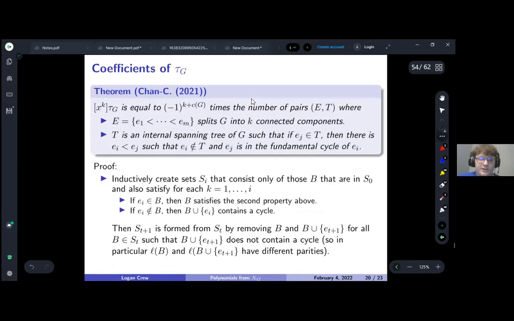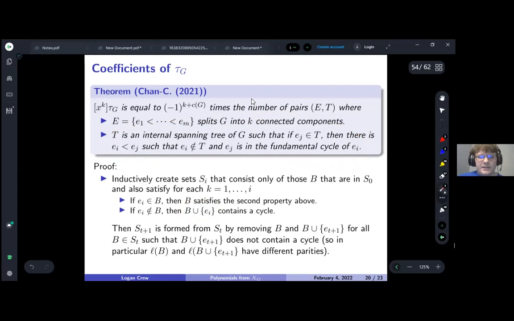Basically, the short answer is we're going to inductively create sets. And I want to take a couple minutes to go over this, since I do think this is interesting. Basically, we are going to have those B that are internal forests that lie above our given set of edges. We also want them to satisfy the second property above, in terms of internal spanning trees and being in the fundamental cycle of a smaller edge, if the edge is in our element. And if not, then we want this to contain a cycle.